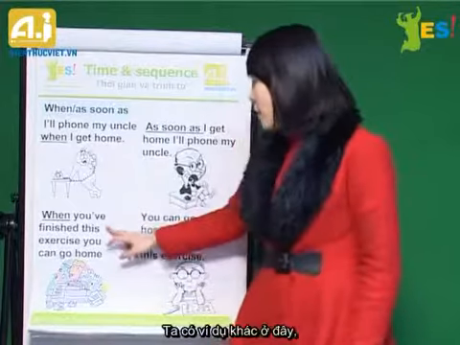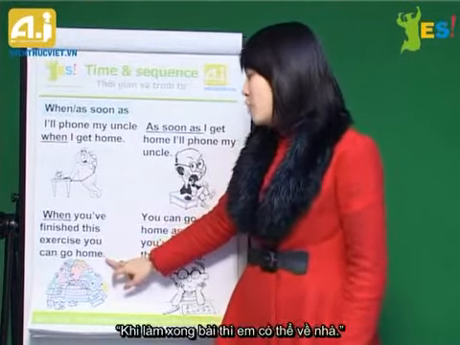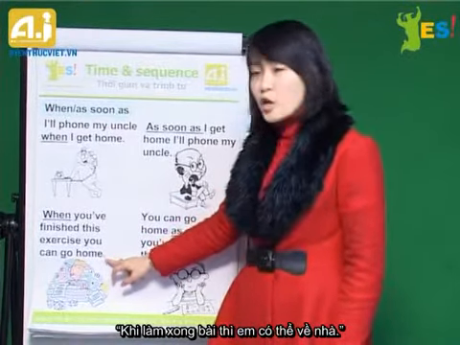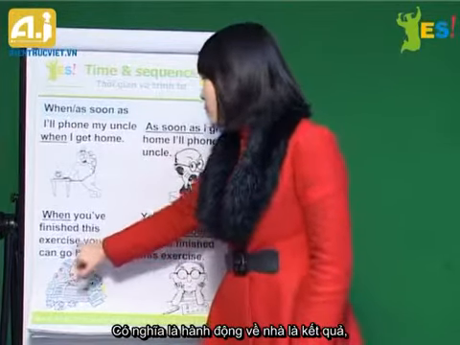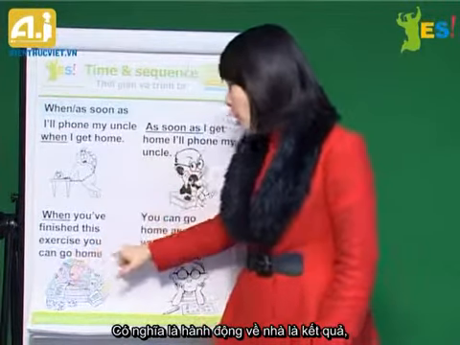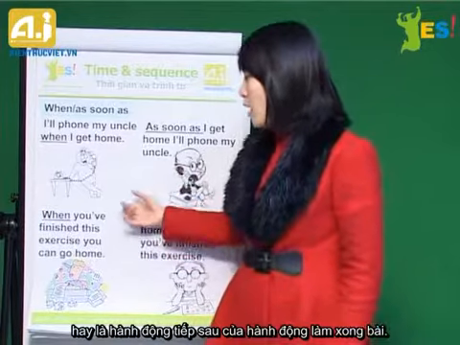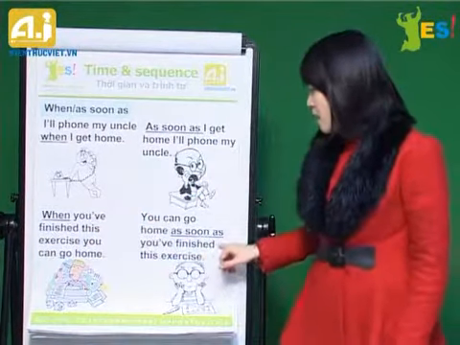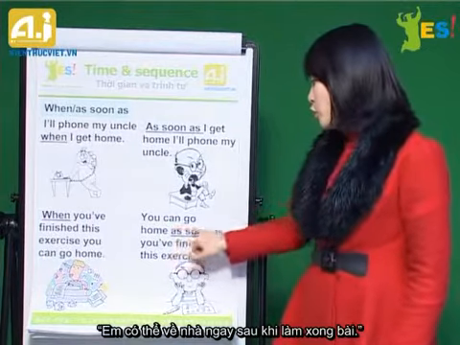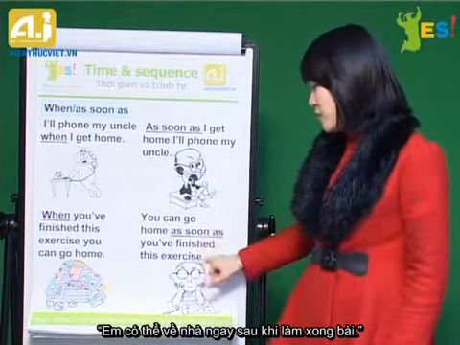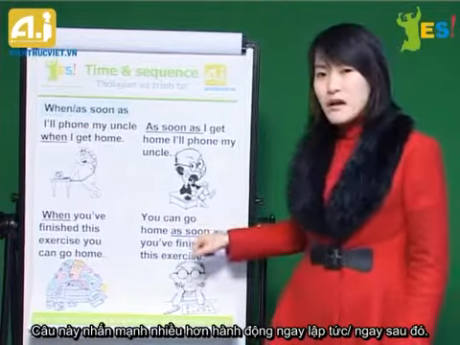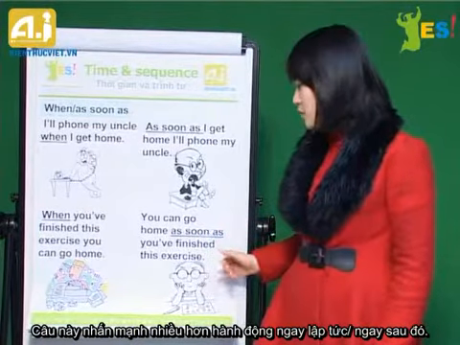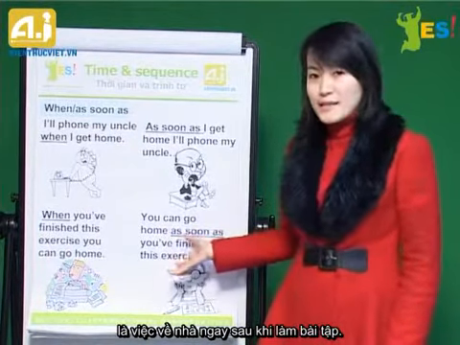We have another example: when you finish this exercise, you can go home. So it means that the action of going home is the result or follows the action of finish the exercise. The fourth example is, you can go home as soon as you finish this exercise. So it emphasizes more of immediate action, going home after finishing the exercise.